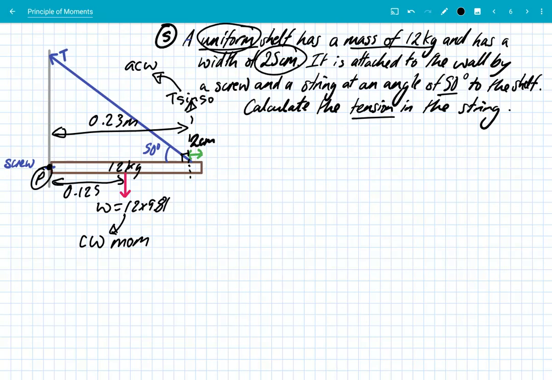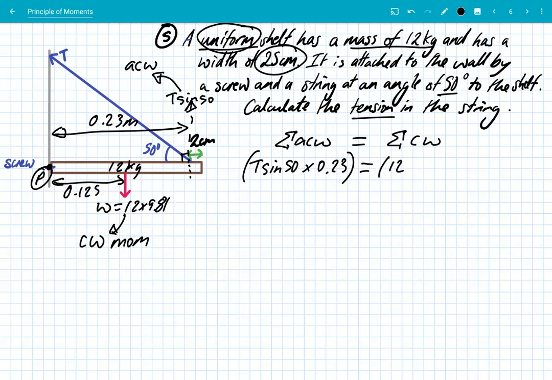Next, we write down our principle of moments: sum of anti-clockwise moments is equal to the sum of clockwise. So this is where we go for the anti-clockwise first. T sine 50 multiplied by 0.23, and all of that is in brackets, is equal to the mass, which is 12, times 9.81 to get it as a weight, a force, multiplied by the distance, 0.125. We're always working in meters, never centimeters.